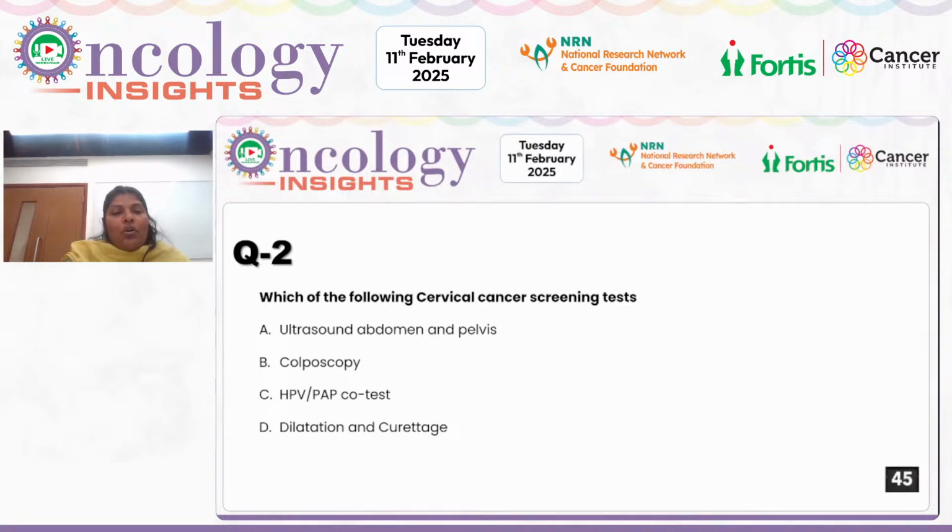Question 2. Which of the following cervical cancer screening tests is highly efficacious? A, ultrasound abdomen and pelvis. B, colposcopy. C, HPV and PAP co-test. And D, dilatation and curettage.